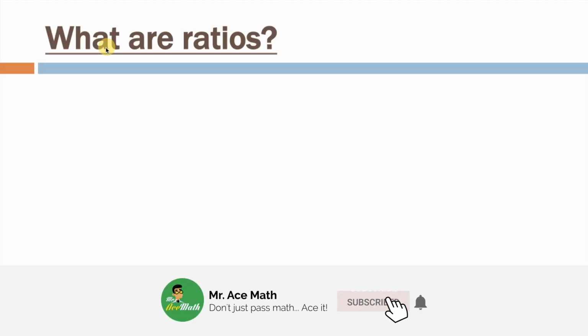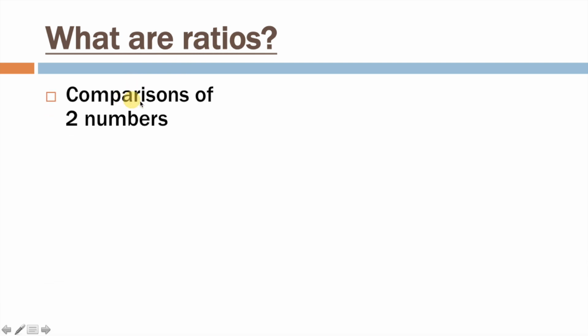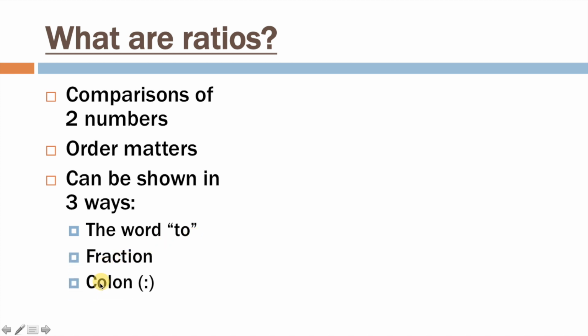So first of all, what exactly are ratios? Ratios are comparisons of two numbers. Order matters. I cannot stress this enough. The order of the numbers that are being compared matter. And these ratios can be shown in three different ways. The first way is to use the word "to" between the two numbers you're talking about. The second way is to use a fraction representation. And the third way is using a colon. And in case you don't know, a colon is just what you call these two dots.